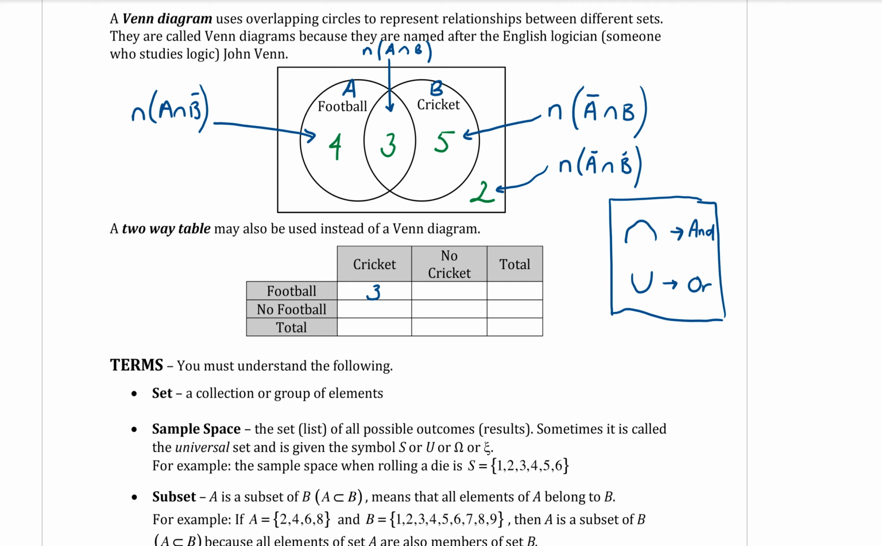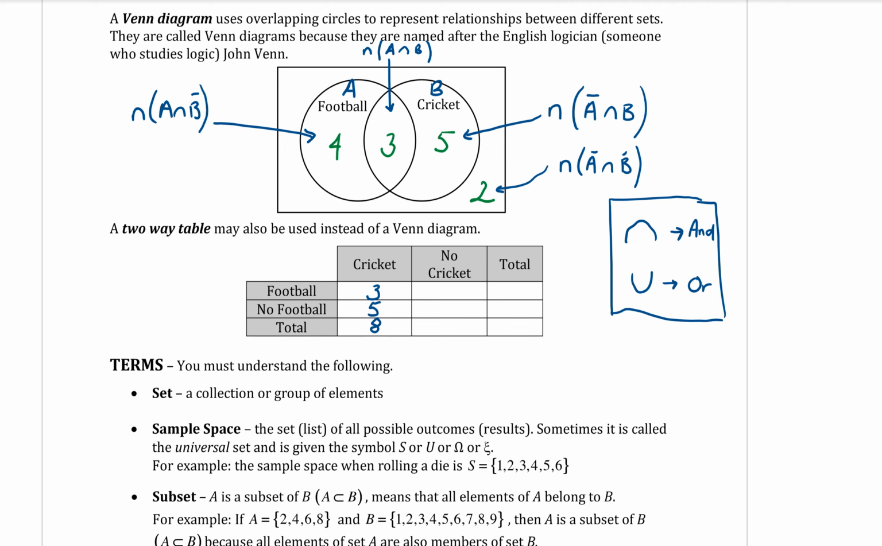The next box below are people who play cricket but do not play football. Look at these circles. Here's my cricket circle, but I don't want the ones that play football as well, which means it's going to be the 5. They only play cricket, not football. The bottom number of that column is just adding those 2 numbers together. 3 plus 5 is 8.